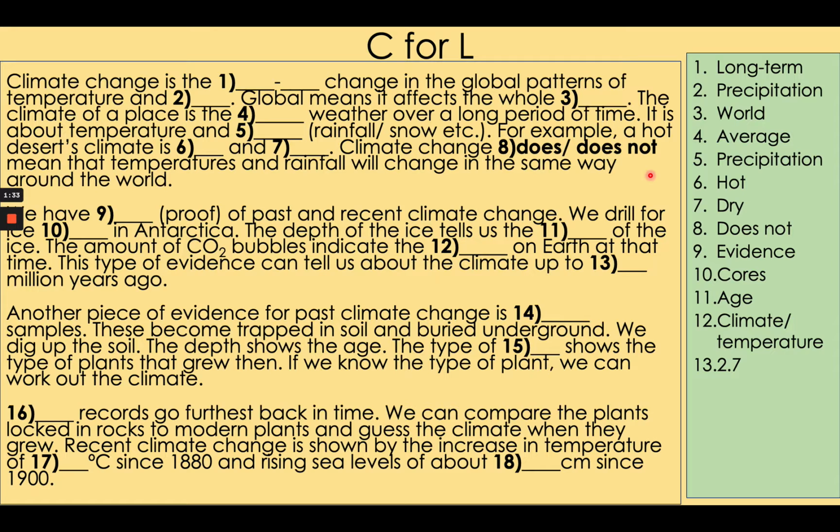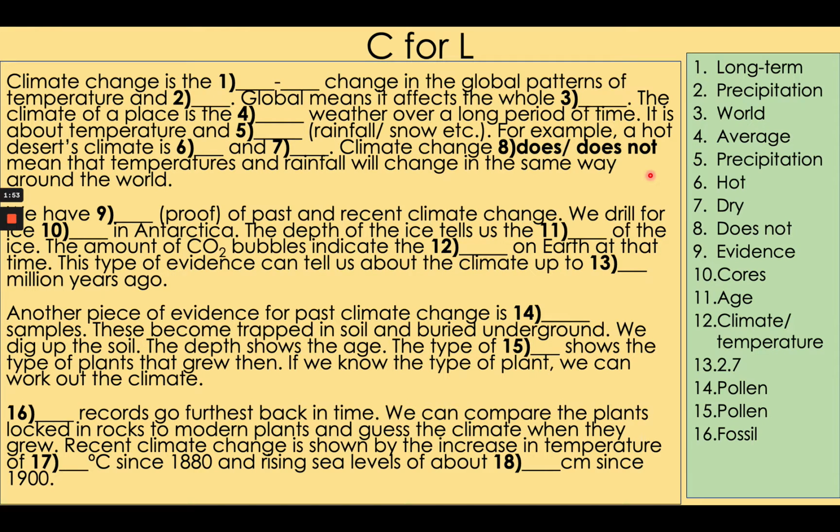Another piece of evidence for past climate change is pollen samples. These become trapped in soil and buried underground. We dig up the soil. The depth shows the age. The type of pollen shows the type of plants that grew then. If we know the type of plant, we can work out the climate.